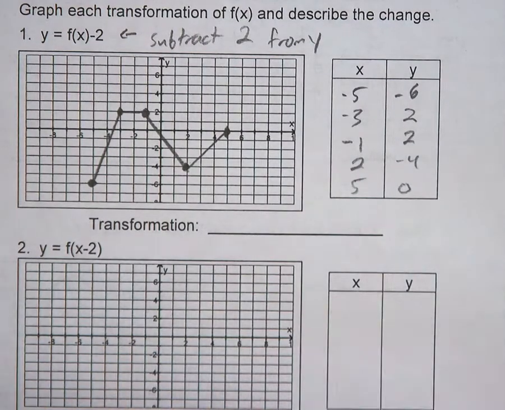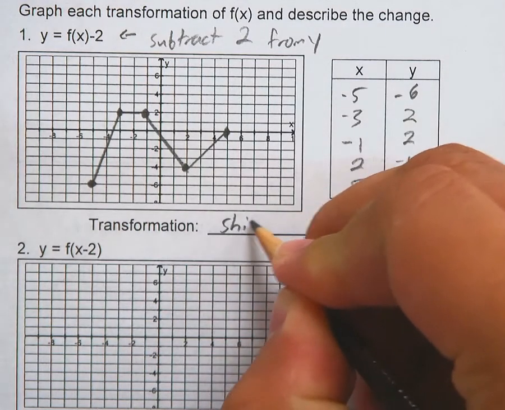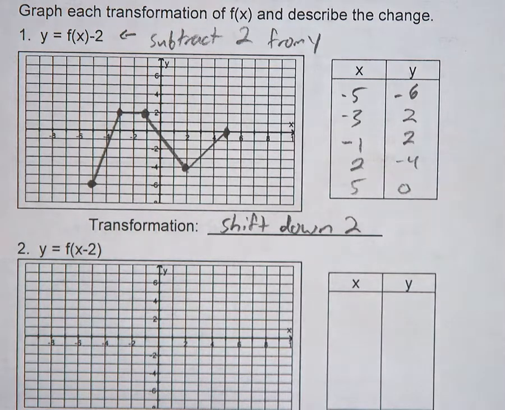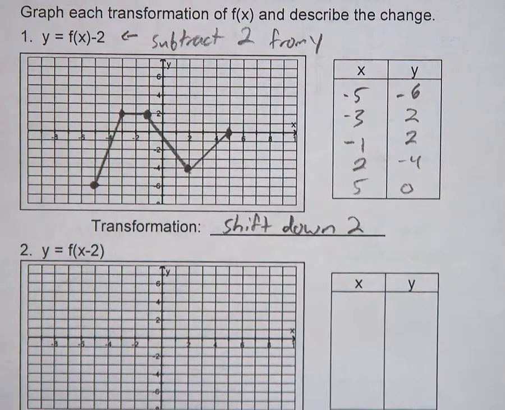So that's what we're going to say. This is a shift down of 2. We shifted down 2 units. Okay? So again, what you're looking for here is what is the difference between your new graph and the old graph.